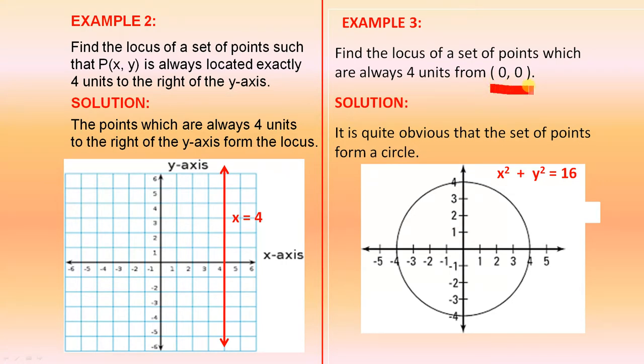Example 3. Find the locus of a set of points which are always 4 units from 0, 0, which is the origin. 4 units from 0, 0. So there's the origin there.